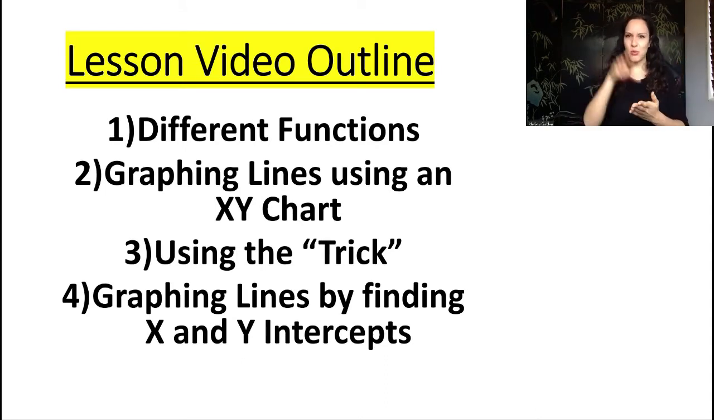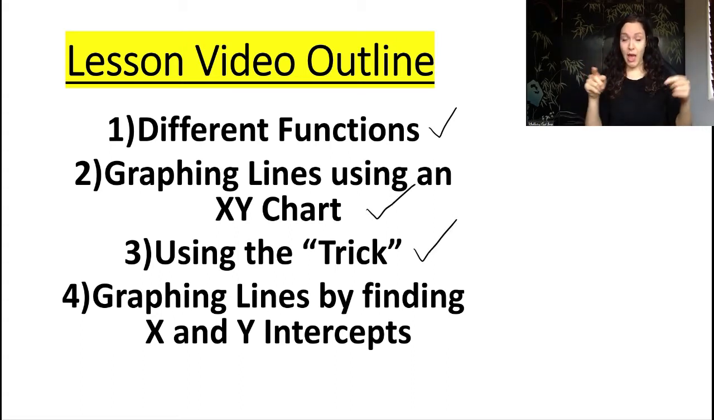So here is our video outline. First, we're going to look at a couple different functions so that we can make sure we understand what we're looking at is an actual equation of a line and not the equation of something else. Then we're going to graph lines using an XY chart, then using the trick, then by looking at intercepts. Next slide.